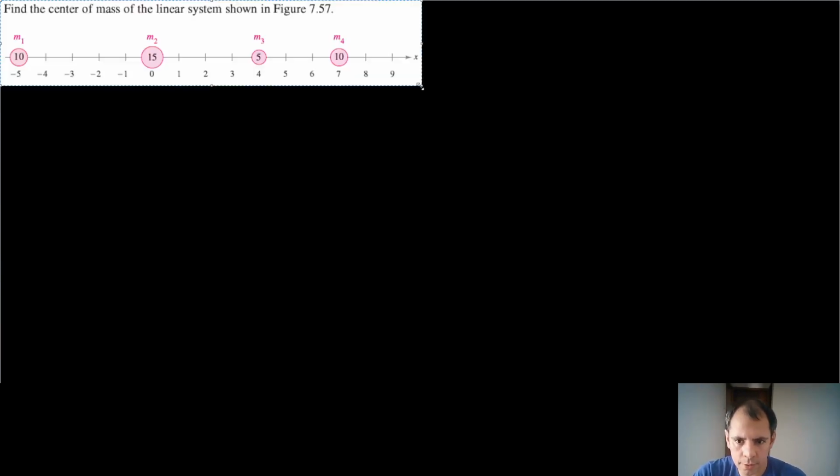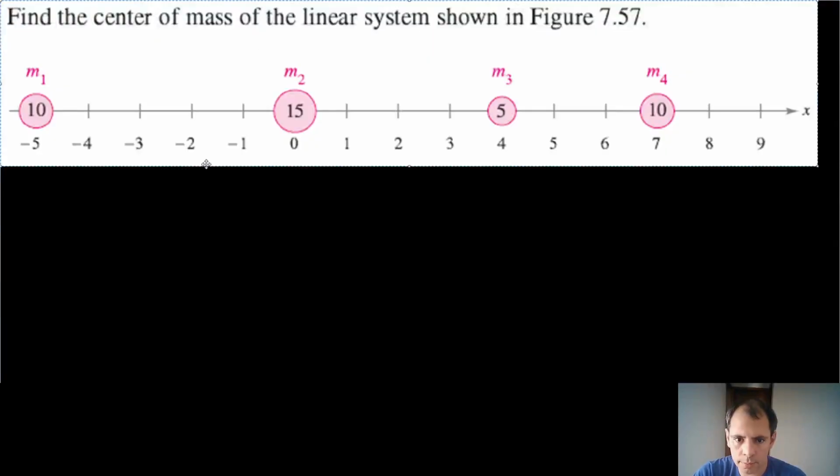The moment about the origin. Find the center of mass of the linear system shown in this figure. So this is the figure. You see that the 0 is over here. Now what are we going to do?